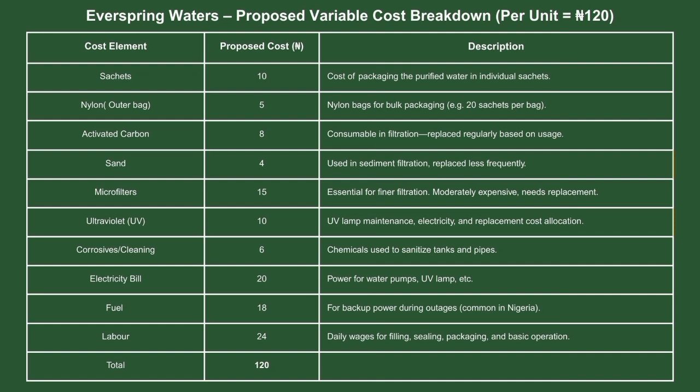By the time you add up all of these numbers from 10 naira to 24 naira, we have a total of 120 naira, which amounted to our variable cost per unit that was used for Everspring's cost volume profit analysis. Now, how do we break down this cost into smaller units for each of these cost elements? We do this by dividing the total material cost by the units produced. It will give us the cost per each of these elements.